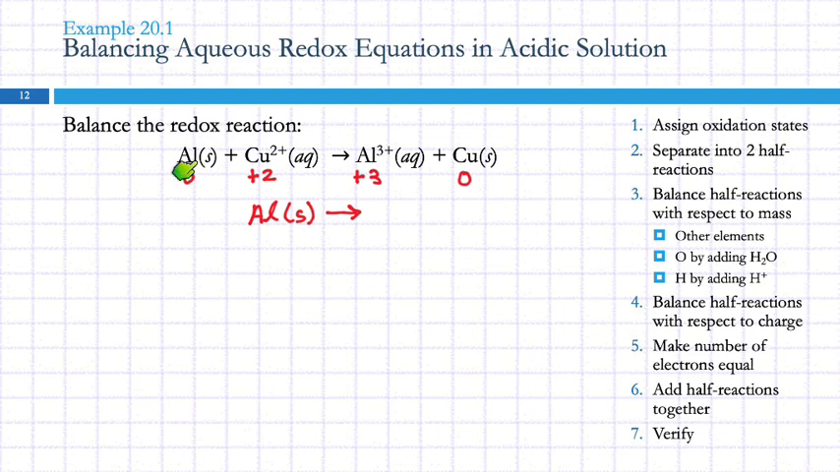And then I have to choose which of these products goes on the other side. Well, it should be obvious. It's got to be the aluminum ion, because I can't turn aluminum into copper, right? That's just not ever going to work. So aluminum over here, that's aqueous.